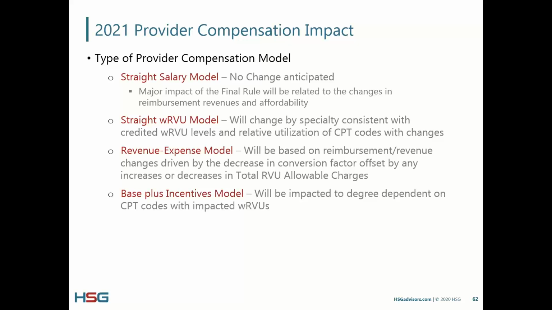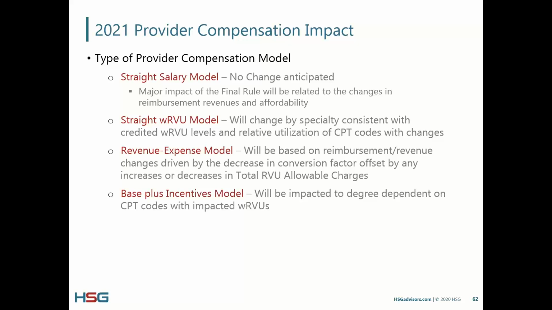Straight wRVU model, clearly, changes by specialty, consistent with credit RVU levels and relative utilization of the CPT codes with changes, will have a direct, huge impact on the RVU model. Now, some specialties will have a larger impact than others, as we already talked about, but there's a huge implication if you're on a straight RVU model, or also if you're on a base plus incentives, and the only real incentive that's driving things is individual RVU, because that behaves like a straight RVU model.